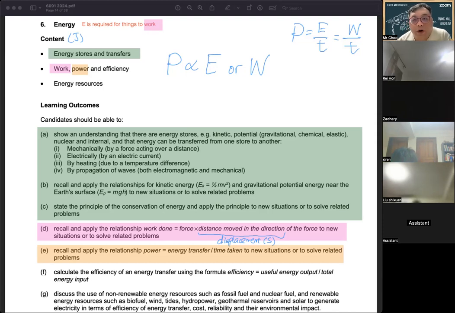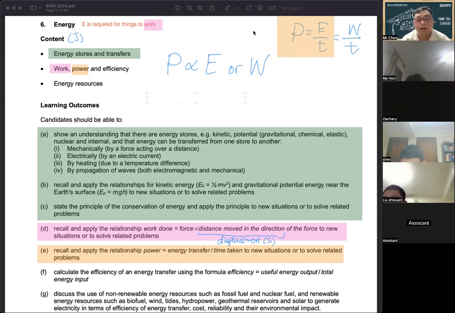Okay, so are you convinced that if you use more time to use the energy, or you use more time to do the work, you are less powerful? Are you convinced about that? So power is inversely proportional to time. Okay, so up to now, you all know that this is the formula of power. Are you convinced?